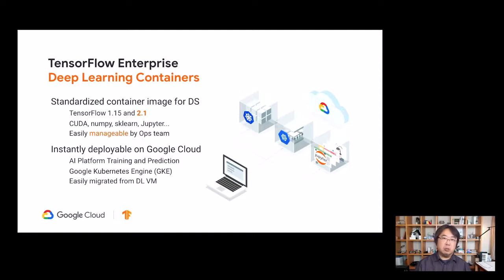Another product I'd like to introduce here is Deep Learning Containers of TensorFlow Enterprise. Deep Learning Containers share the same standardized software stack with the DLVM, but the difference is that this is a container image for data scientists. So again, it has pre-installed TensorFlow, CUDA drivers, and NumPy, but everything is in containers, not a VM. So you can easily deploy the containers to a container runtime environment, such as Google Kubernetes Engine, or AI Platform Training and AI Platform Prediction.